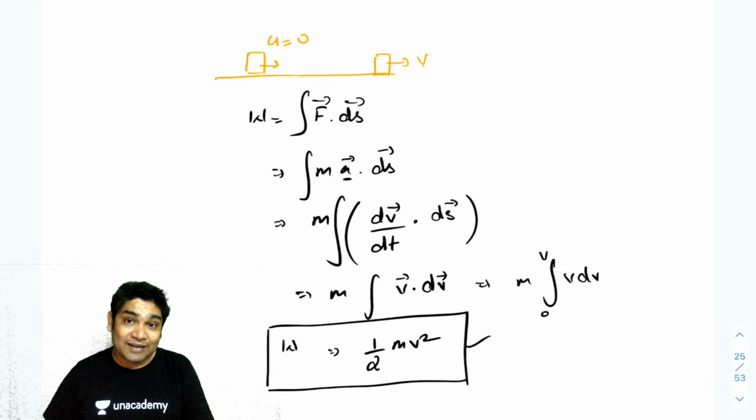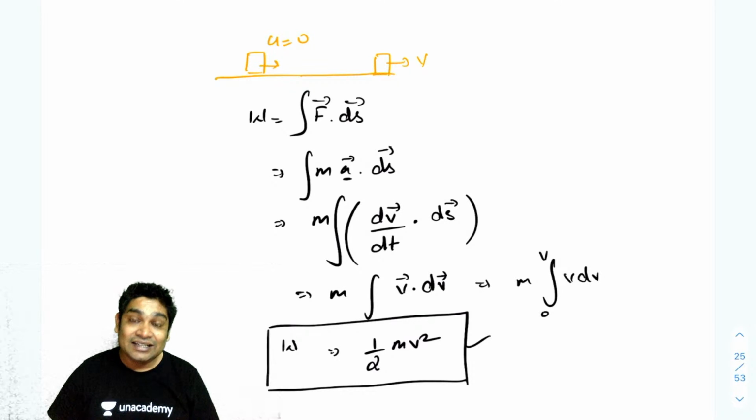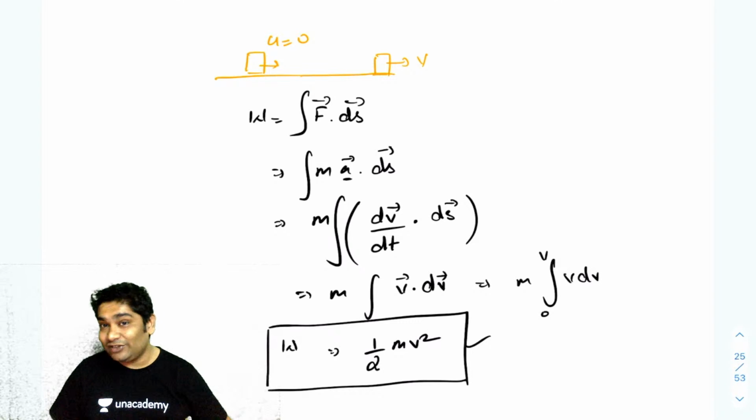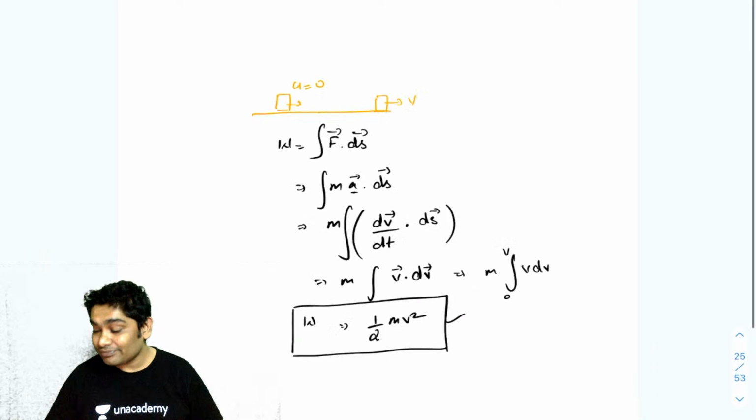So if this is the energy that the body gained by this work, then this is the amount of energy that it can give to any other body. And that is why we say that the ability to do work is this. And that is why you have the expression half mv square. I hope that is clear.